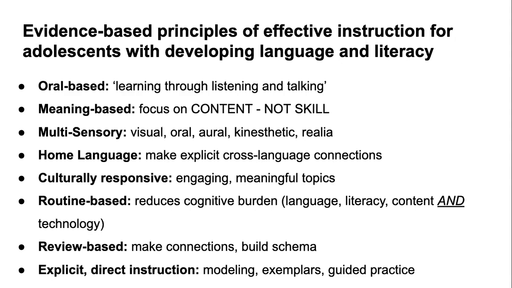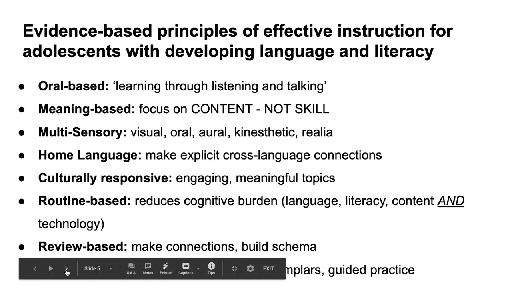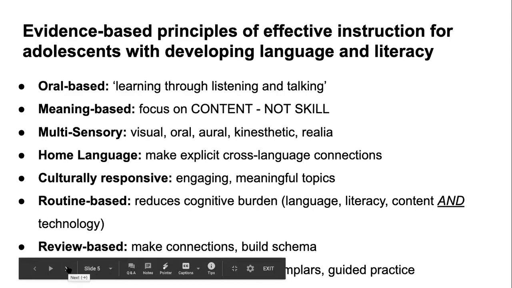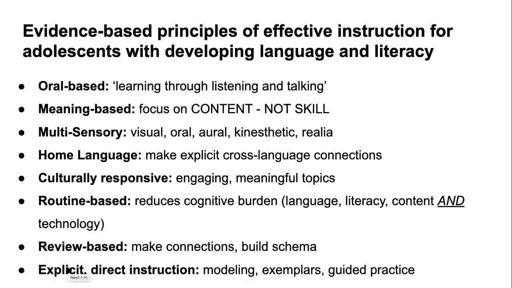And then finally, explicit direct instruction is a huge, huge predictor of student achievement in this population. When a teacher models clearly, gives examples, and offers guided practice, it really, really benefits the learner. As opposed to collaborative group work where the instructions are less explicit, and the focus is more on student learning. Explicit teacher-directed learning benefits our population in particular.